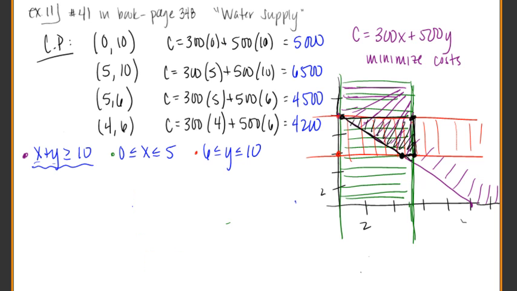Okay, and when I went through and I just plugged in my values, 300 times 0, so that goes away. 500 times 10, that was simple, 5,000. And I did the same thing for all the other ones. Now we want to go and actually answer our question. It says, first of all, what's going to minimize the cost, and then what is the minimum cost. Well, the minimum cost is going to come at the lowest number we have here, so 4,200.